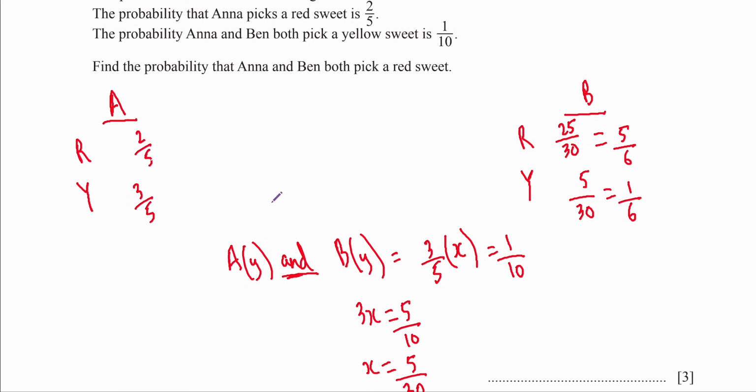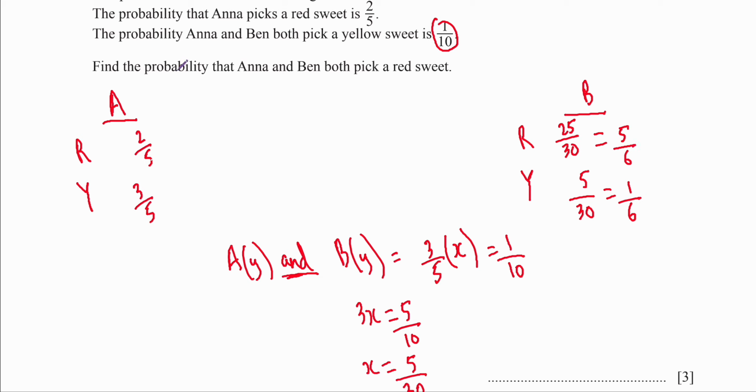So all we've done so far is we've used the information that's given to us that Anna and Ben, if they both pick a yellow sweet, would be 1 over 10. We knew the probability of Anna picking a yellow sweet was 3 over 5, but we didn't know what Ben's probability of picking a yellow sweet was, so we just called it x. But we know when you multiply 3 over 5 and x, you end up getting 1 over 10, and that's given to us. And then you can just solve for x, and you end up getting 5 over 30, which is equal to 1 over 6. And then from there, now we know that the probability of picking a red sweet for Ben is 1 minus 1 over 6, which is 5 over 6.